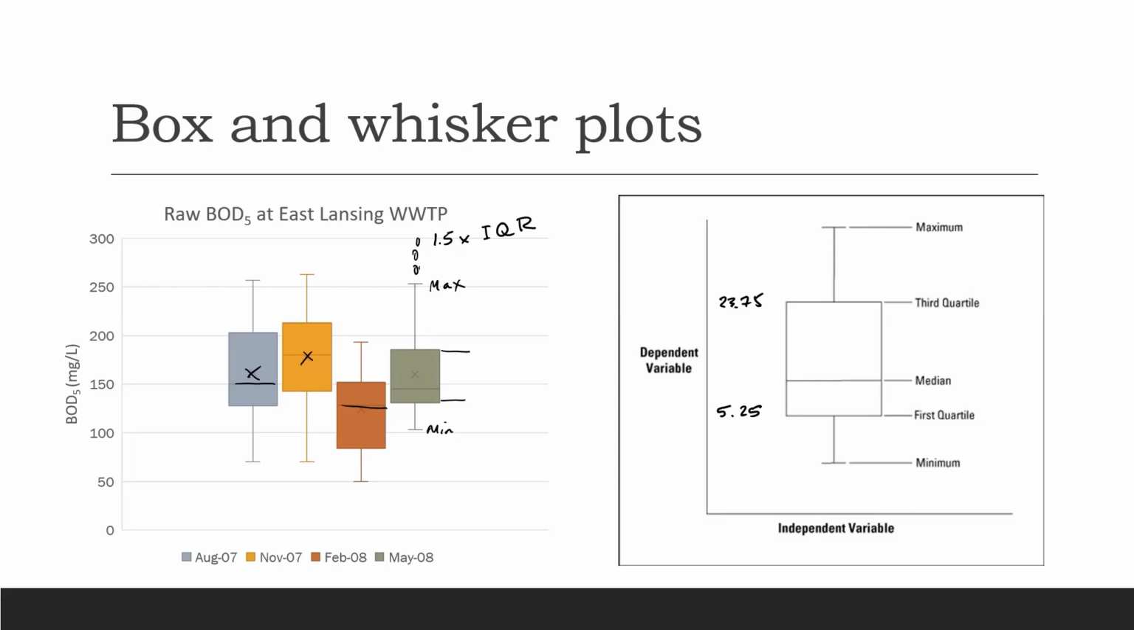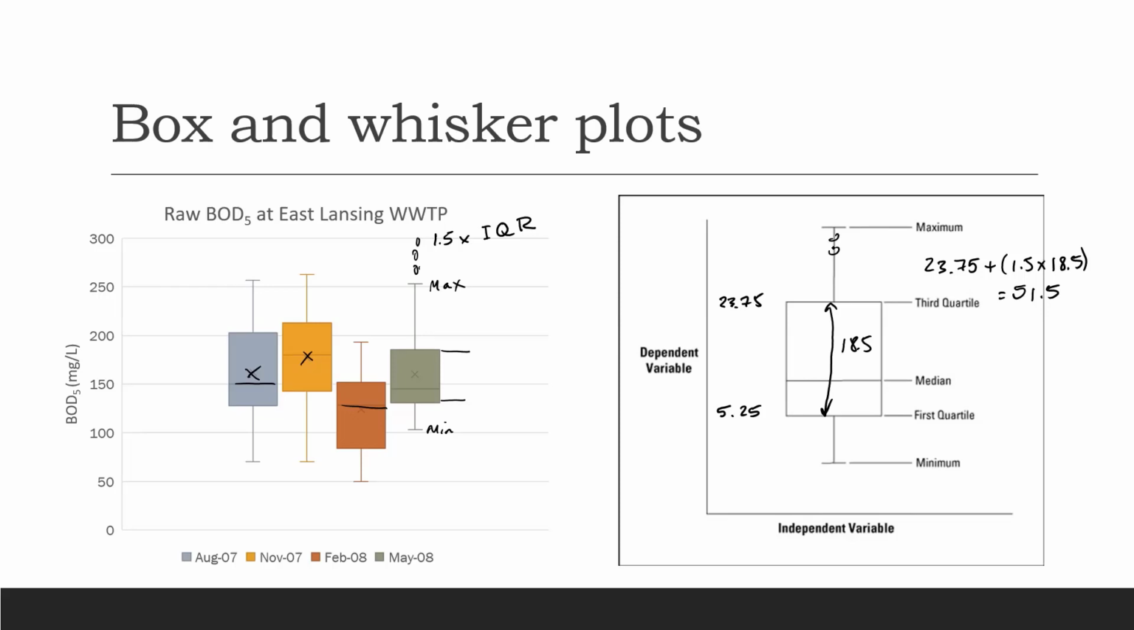Anything to determine what is an outlier is 23.75 plus 1.5 times this difference here, which is 18.5. So this is equal to 51.5. So any value greater than 51.5 is going to be marked as an outlier.